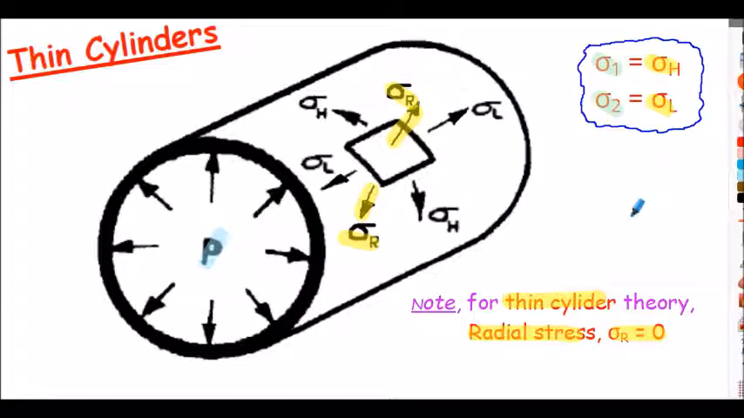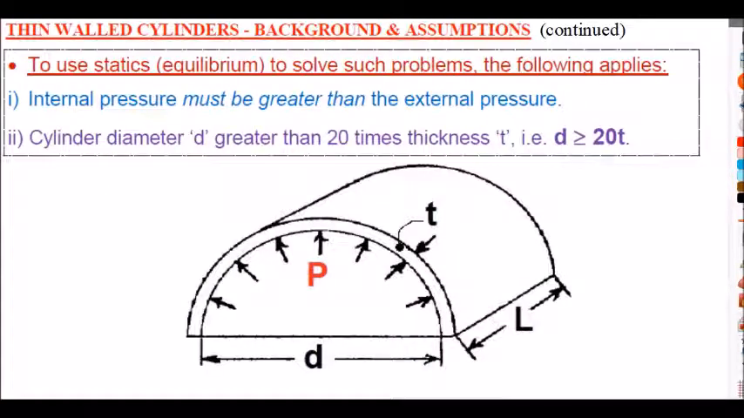Okay, so effectively we've just got two stresses. We've got a biaxial stress situation. In other words, we're ignoring the radial stress, but it is there. It's just very small. Continue with our background assumptions here. So based on the assumptions we've considered so far, we can actually use what's called static equilibrium to solve thin cylinder problems, and that makes them easy to solve. But of course, we've made some assumptions to make it that straightforward.